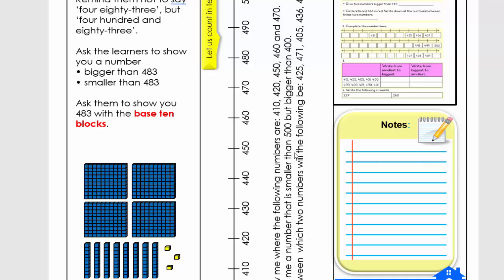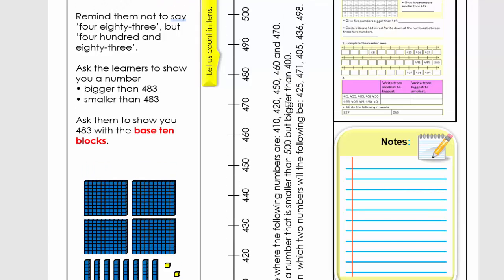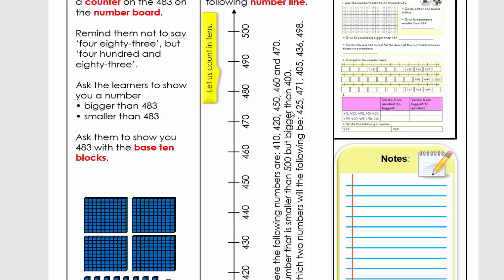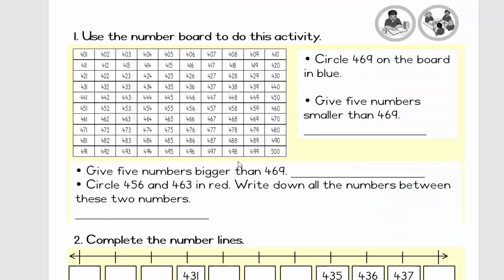Then what they need to do is to give you numbers that's bigger than and smaller than certain numbers. And then you're going to ask them to show you more or less where are these numbers. 425, 471, 405, 436, and 495. Remember, number line activities are very, very important for number concept.